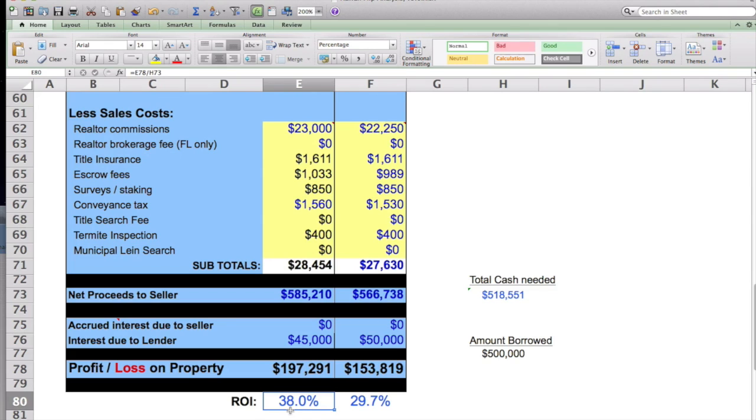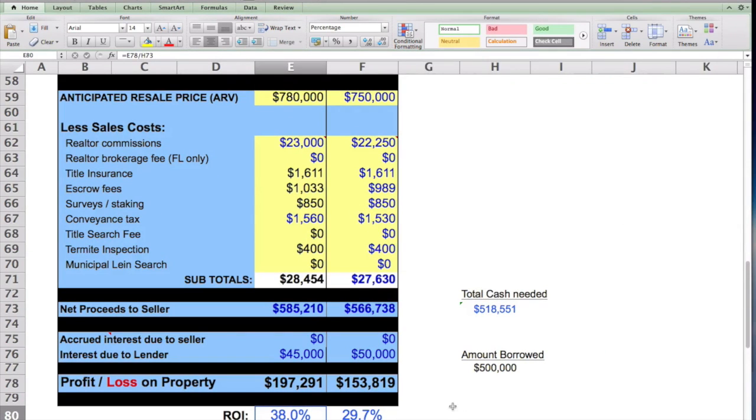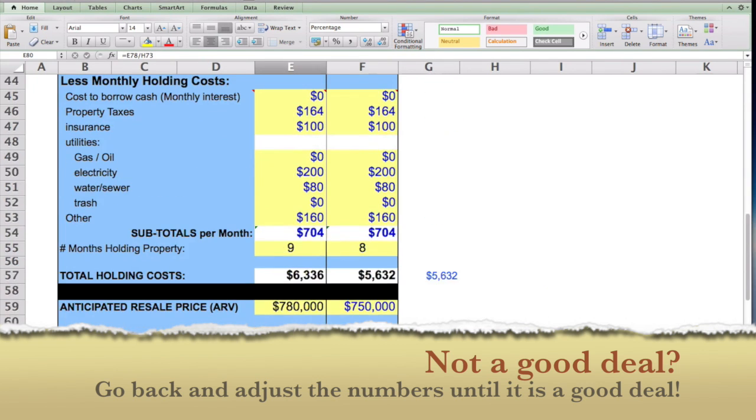So we would add another 25% to that. So we're probably looking at close to 50% ROI if we annualized it. Okay, so it's a pretty sweet deal. So now I have arrived at my conclusion. I'm going to make $197,000 on this deal.